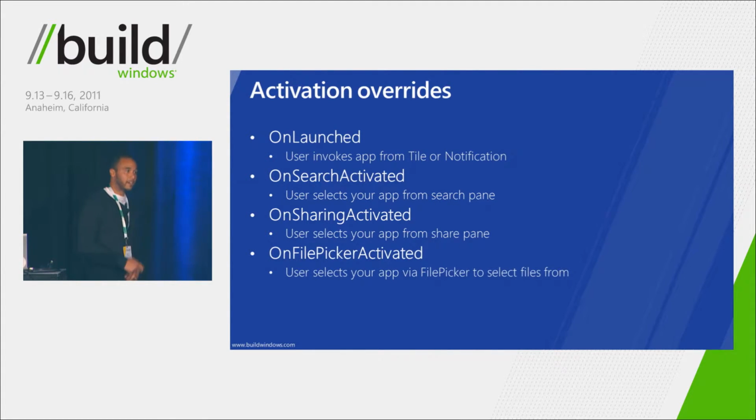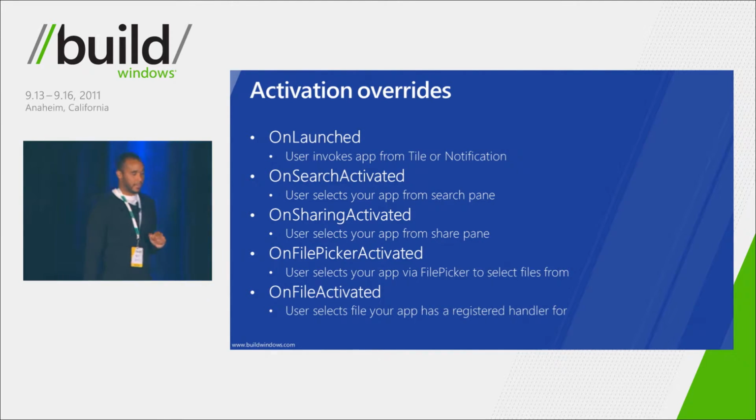You also get on file picker activated. And again, that's the open file dialog. I actually click on the file picker, and I actually activate my app for that particular scenario. And lastly, you get on file activated. This is if you want to register for protocol handlers. If there's a particular file you care about, an extension, you can actually register for that extension and say, you know what, tell the OS I own this file. I want to be the one that handles any type of UI in response to a user clicking on this file.